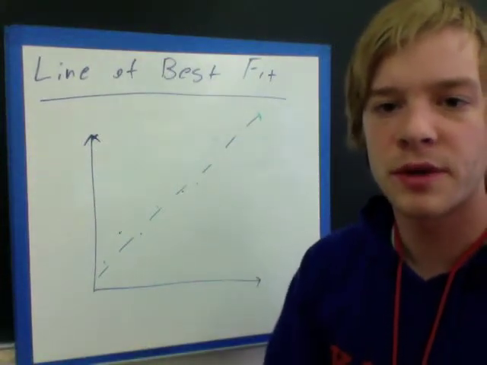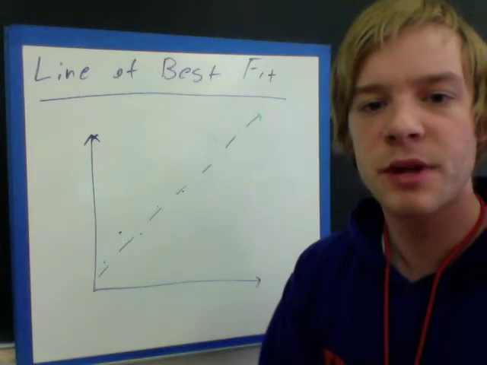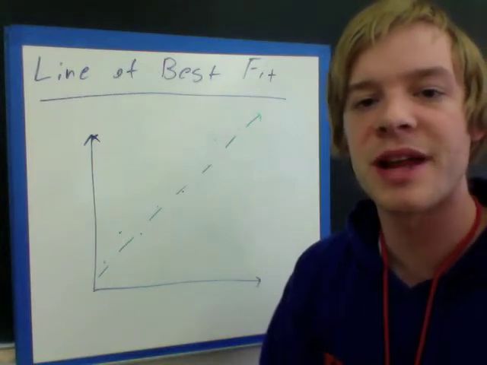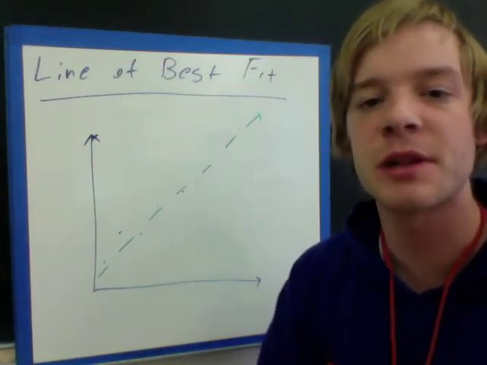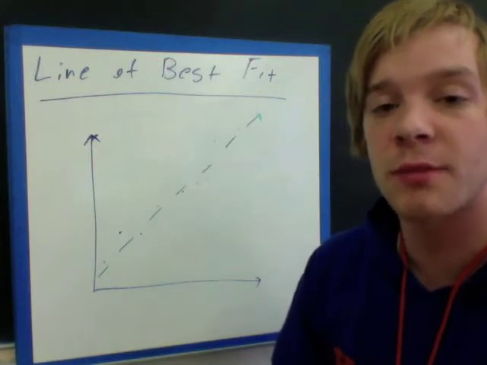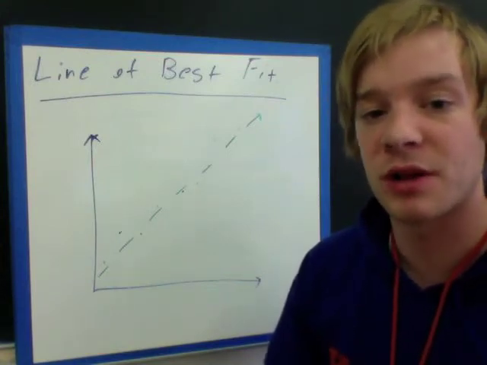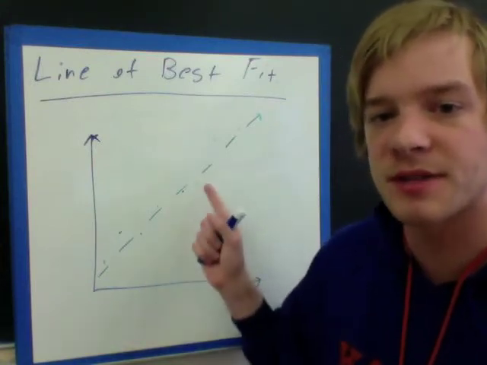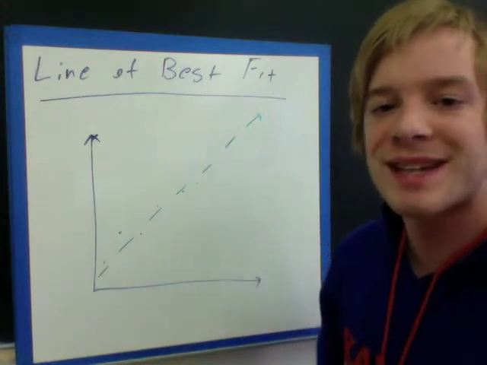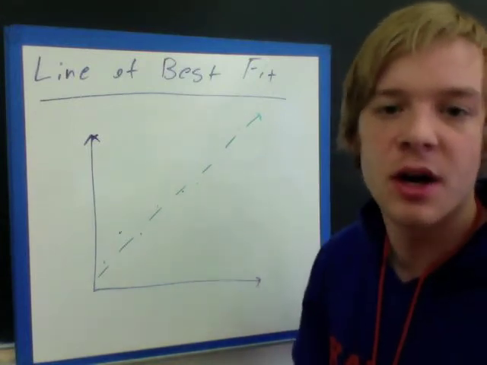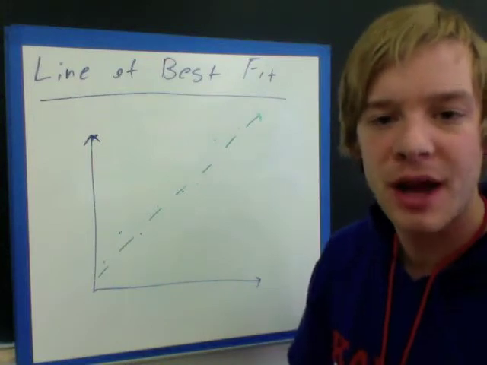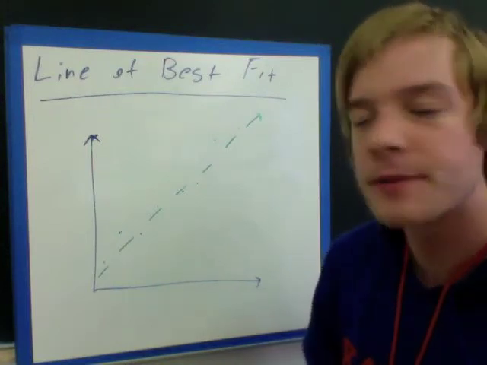Hi there. We had been talking about scatter plots, and now we're going to talk about what's called the line of best fit. This is going to be a line used to describe what our scatter plot looks like, whether it's going up, as if this one is, or if it's going down, or if it's sort of flat. We're going to look at how we find that line.